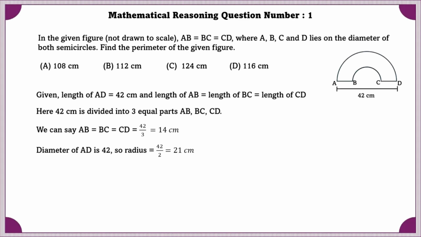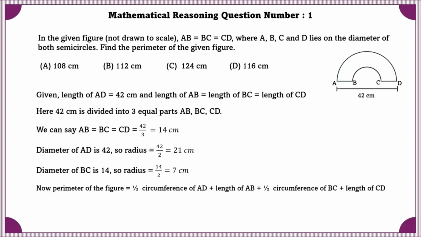Now the diameter of AD is 42. So radius is equal to half of diameter, which is equal to 21 centimeters. Now diameter of BC is 14. So radius is half of diameter, so it will be 7 centimeters. Now using this, we can find the perimeter of the figure.